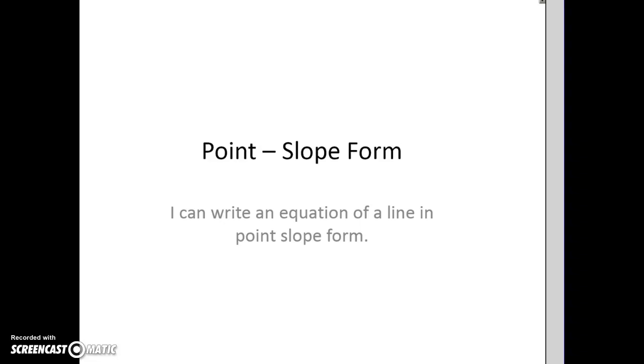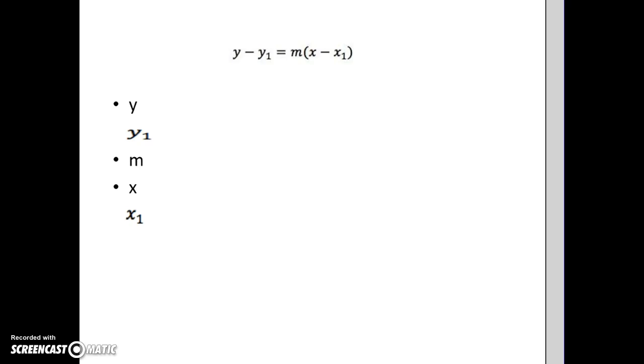For this lesson, we're going to look at point-slope form of an equation. Our learning target: I can write an equation of a line in point-slope form. We are given an equation. This is called the point-slope form of a line.